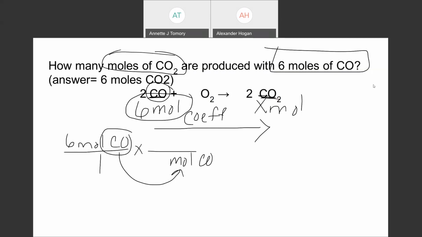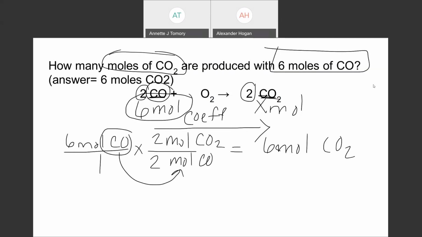Since we're using the coefficients, we have to use these numbers up front. Where we're going from is always going to be on the bottom. Where we're going to will be on top. So 2 moles of CO will be on the bottom. On the top is going to be 2 moles of CO2. So it's going to be 6 times 2 divided by 2. So we're going to end up with 6 again, 6 moles of CO2 this time. Notice we went from CO over to CO2. We changed compounds in this scenario.